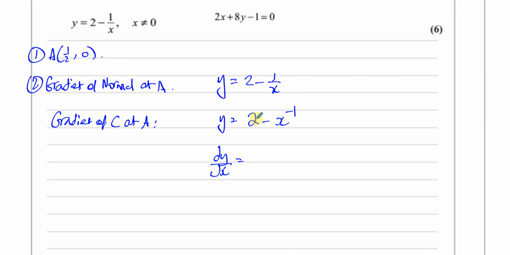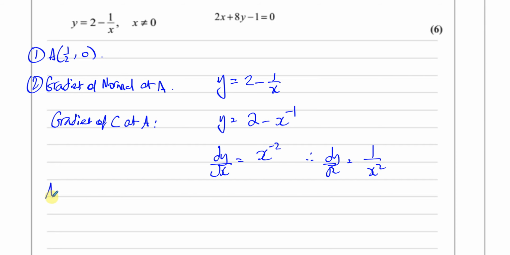And dy/dx, well, this becomes 0 when you differentiate a constant, and you have to multiply by the power. So minus 1 times minus 1 is plus 1, and then you do x to the power of negative 2. So you multiply by the power and take 1 from the power, so you end up with x to the power of minus 2. Therefore we can say the gradient function dy/dx equals 1 over x squared.